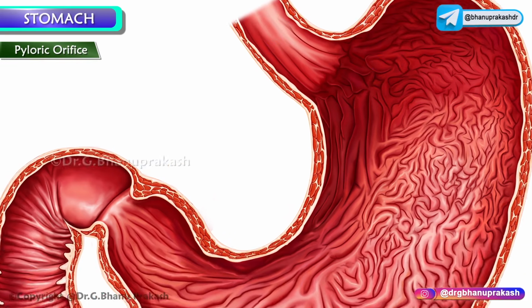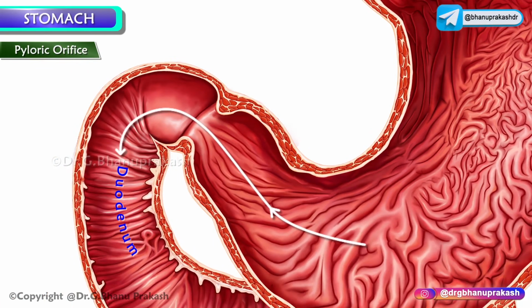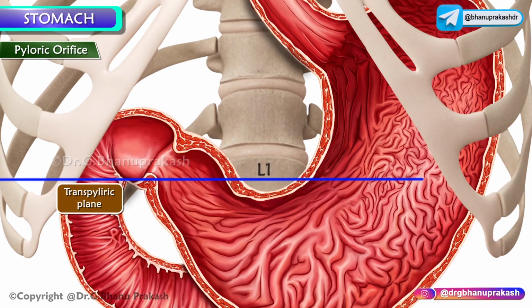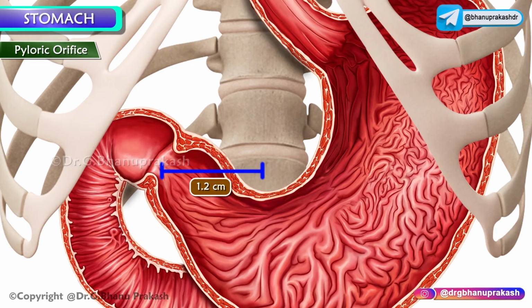And next one is the pyloric orifice. So it is the inferior opening or also called the outlet of the stomach, which mainly opens into the duodenum, and it lies at the level of L1 vertebra, or we can say transpyloric plane, and it is approximately 1.2 centimeters to the right of the median plane.